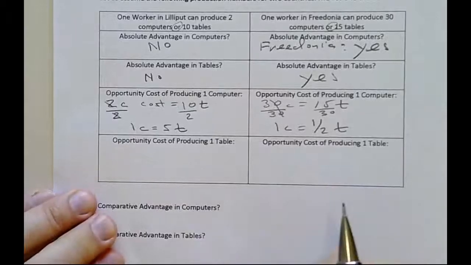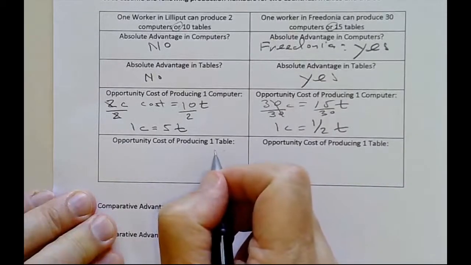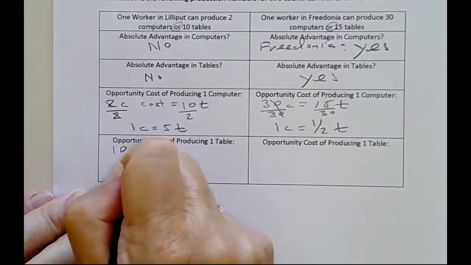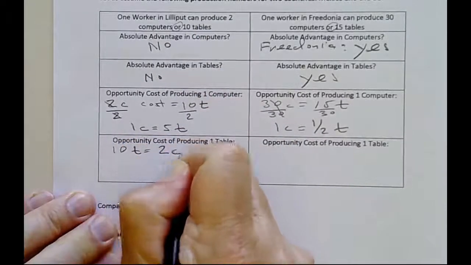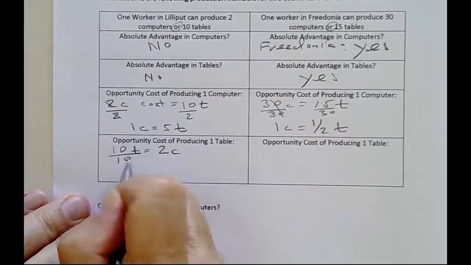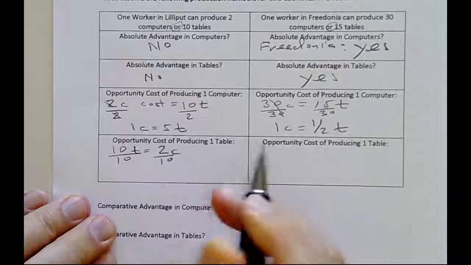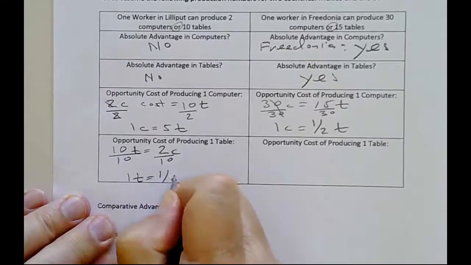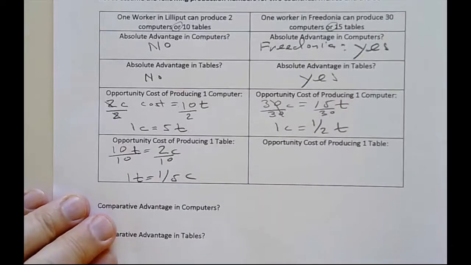Let's do the numbers. And so I want the cost of 1 table. I got 10 tables up there, so I know the cost of making 10 tables is 2 computers. I want to get it down to 1 so I can compare it with the Freedonia. So I divide 10 by itself. I divide 2 by 10. And that gives me 1 table has a cost equal to 1/5 computer. You can write it as 1/5 or 0.2. 1/5 is 20%. So every time I make a table in Lilliput, they give up 20%, 1/5 of a computer.